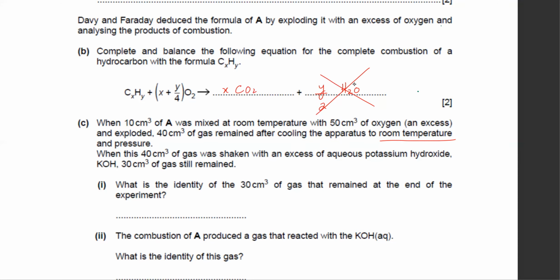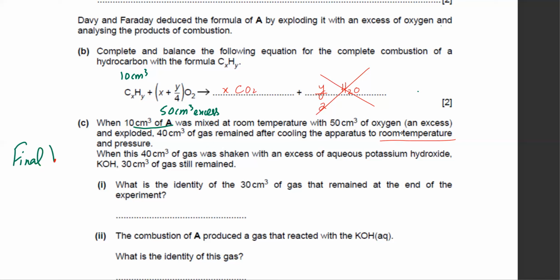So anyways, what does he say? He says that there's a 10 cm cube of A. I think he's calling this A. This is A, 10 cm cube. And it is reacted with 50 cm cube of oxygen, and that's in excess. Okay, so again, remember, 50 cm cube is not the exact quantity, it's in excess. Some of it will be left over. There would be leftover oxygen. Okay? And the reaction started, it exploded, and 40 cm cube of gas remained after cooling the apparatus to room temperature. So final volume.